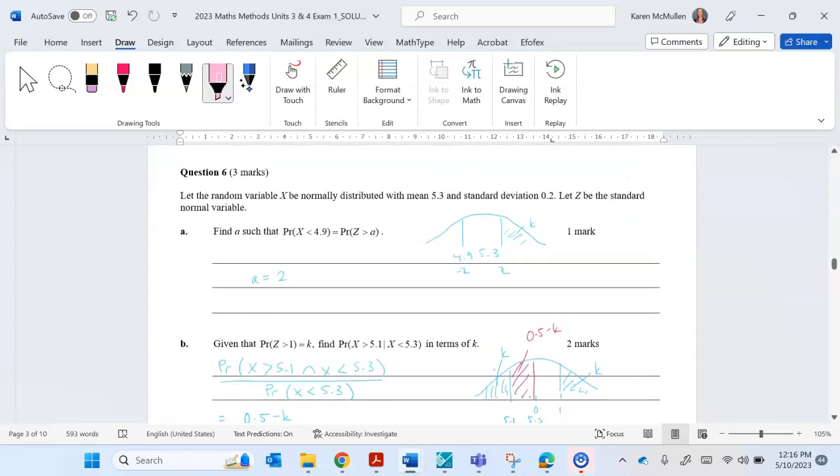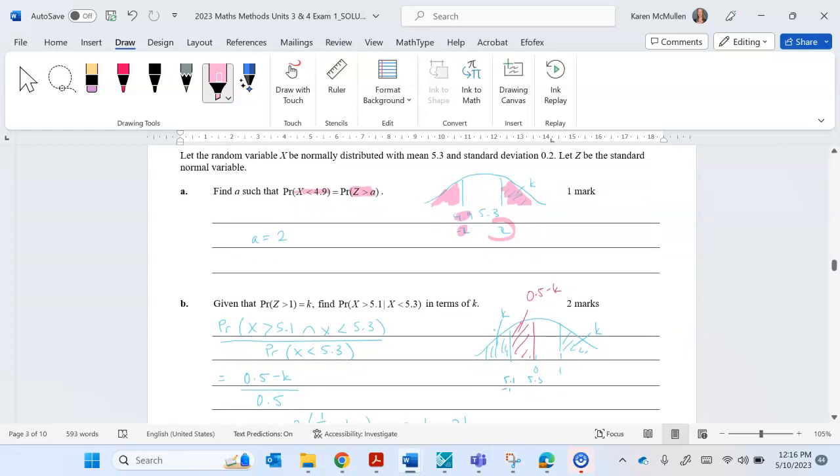All right, question 6. So looking at some probability here. You could use the z-score formula for question A. I just love drawing the normal distribution, so I just did that. So we've got x is less than 4.9. 4.9 is 2 standard deviations below the mean, which is 5.3. We want z is greater than a. So using symmetry, these areas are the same, so that means a is equal to 2. That sort of question should be an easy mark for you.